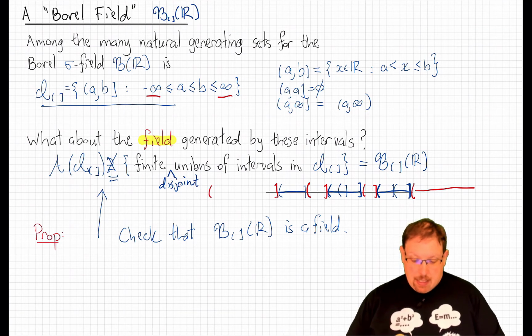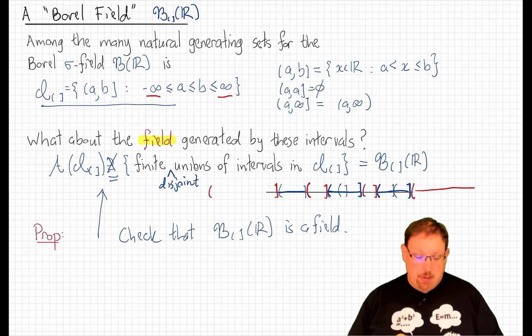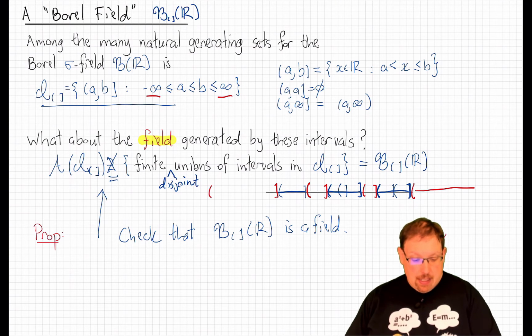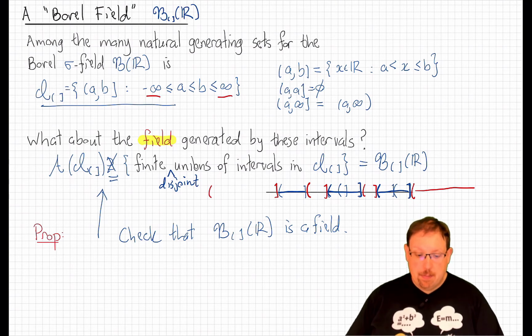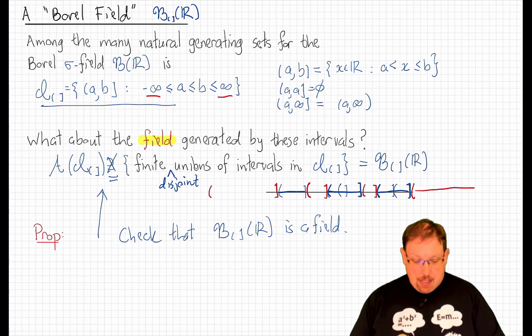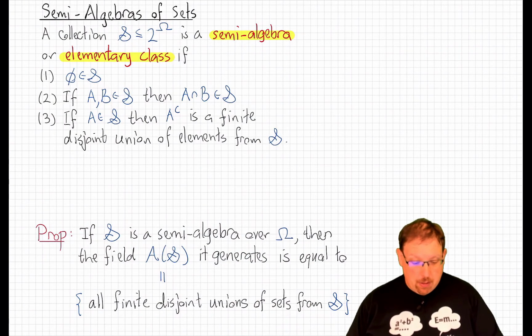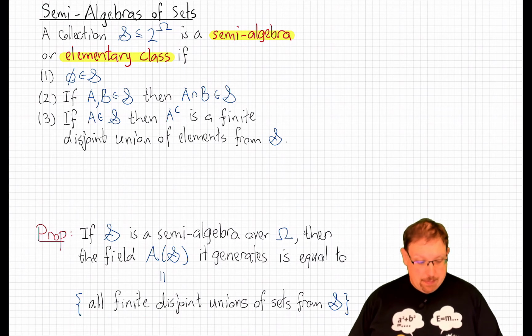That's a nice, happy coincidence, but it's not really a coincidence. The fact that the field has this really simple structure owes to a particular algebraic structure in the way that these intervals interact with one another. And it's going to pay to abstract that a little bit and talk about yet another structure that is even weaker than a field, and that is a semi-algebra, or sometimes called an elementary class.